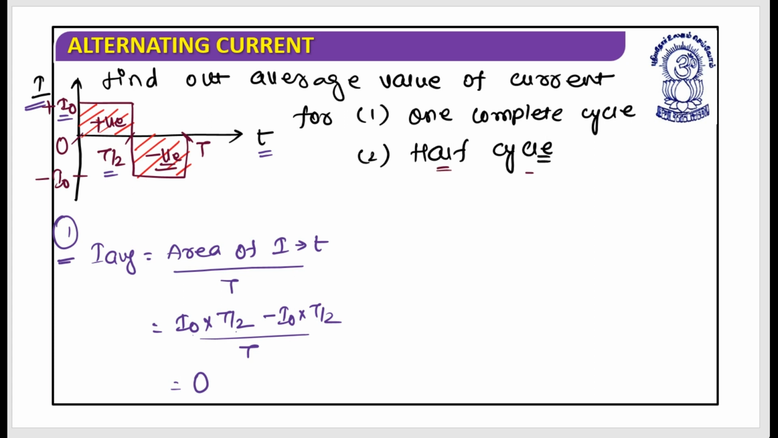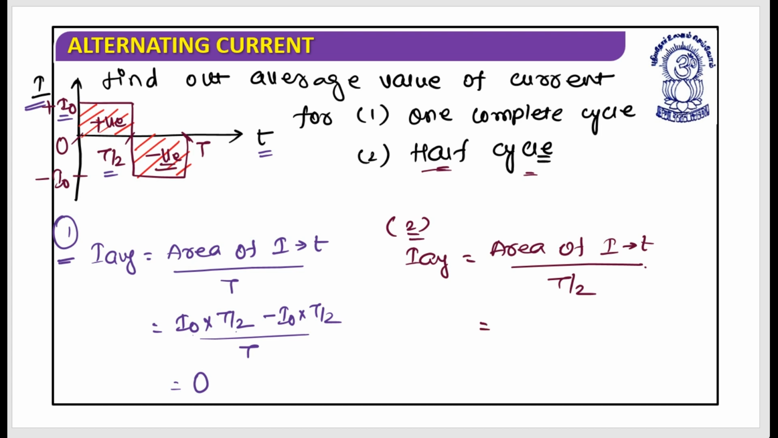Now, let's talk about the half of the cycle. So let's work for the second. For half of the cycle, again, I'm going to do the same thing. I average is the area of I versus t divided by time. But here it's a half cycle, so this will be T by 2. For this, I need the area up to this only. It's I naught multiplied by T by 2 divided by T by 2. This has gone and this will be I naught.